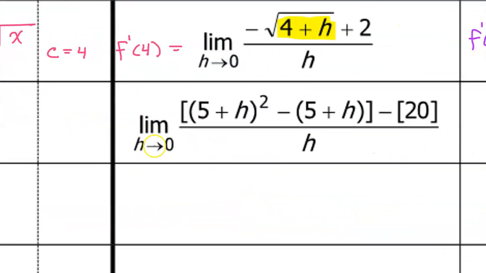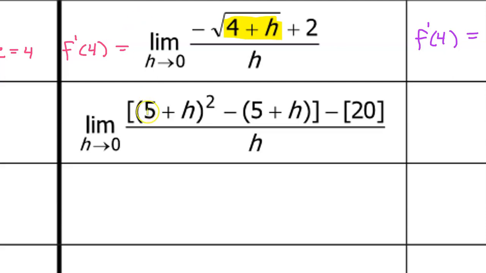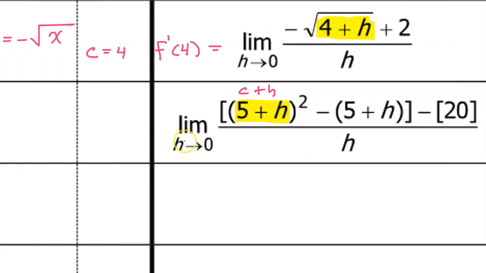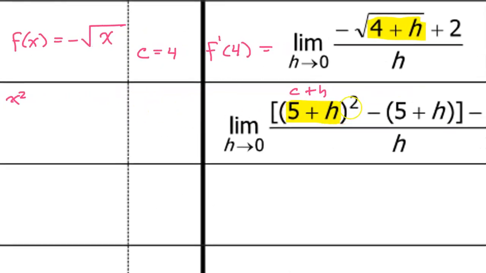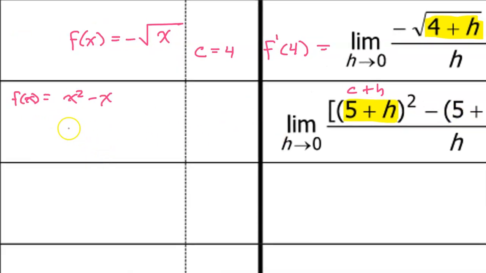Let's do problem number 5. Looking at this limit, we see that on the inside of the parentheses, we have 5 plus h. So probably this is c plus h. That means everything around the 5 plus h must be f of x. So I'm guessing that f of x is x squared minus x, because I have the 5 plus h squared, minus the 5 plus h. And I think that's it. That's going to be f of x. What about c? I'm betting the c value is the 5, because c plus h, 5 plus h, c is 5.